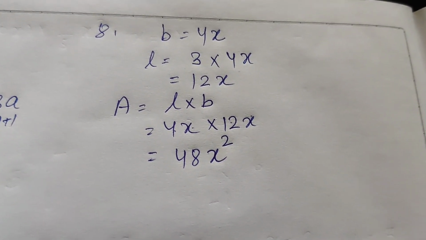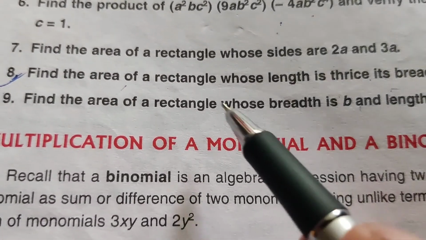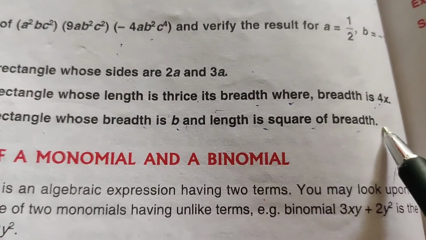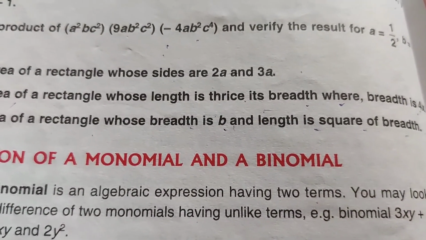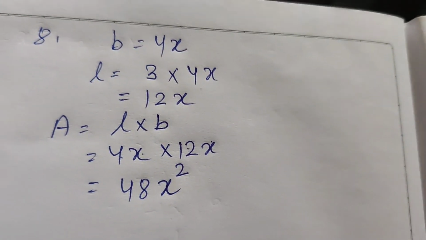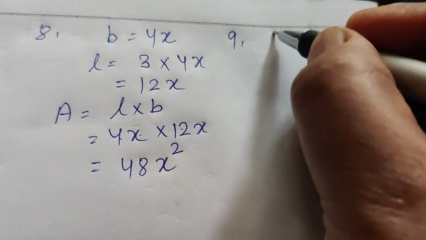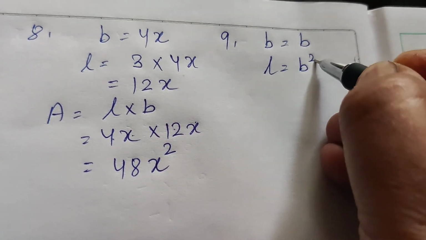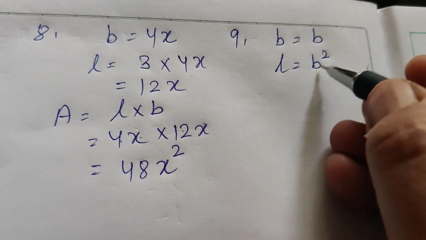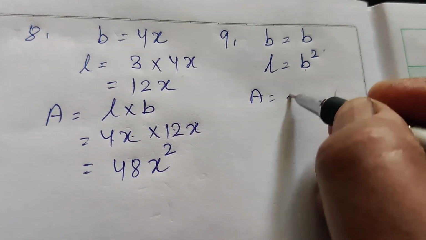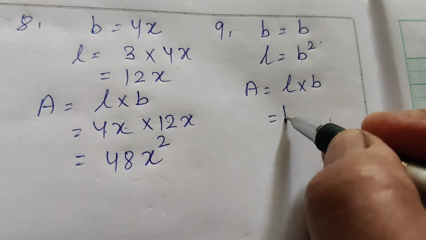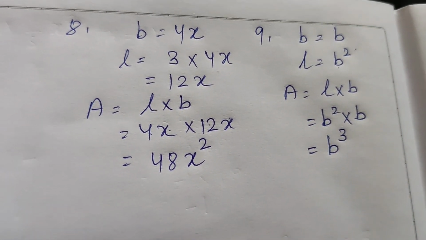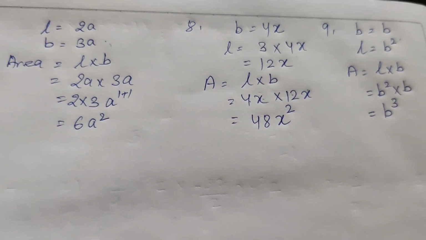Now last question. Question number 9. Find the area of rectangle whose breadth is B and the length is square of the breadth. Let the breadth equal to B, length equal to square of the breadth. Okay, square of the breadth means b square. Then the area, length into breadth. B square into B, the area is equal to B cube. This is the worksheet 1. Okay, thank you.